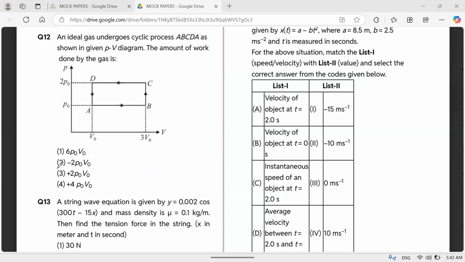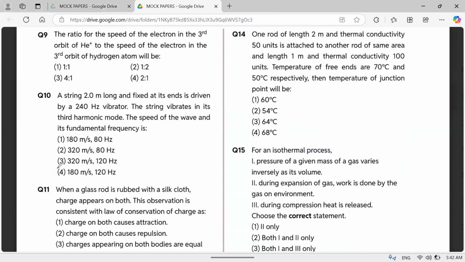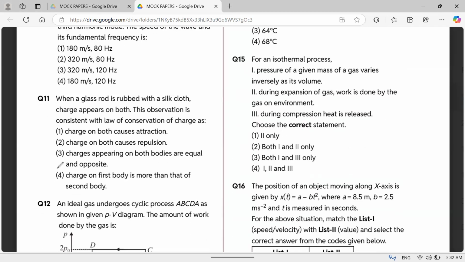Next one. The 13th one is again a sound question. And the 14th one is thermal conductivity. 15th one, isothermal. Anyone? For an isothermal process, pressure of the given mass of gas varies inversely as its volume. During expansion of gas, work is done by the gas on the environment. During compression, heat is released. Choose the correct statement for that one.